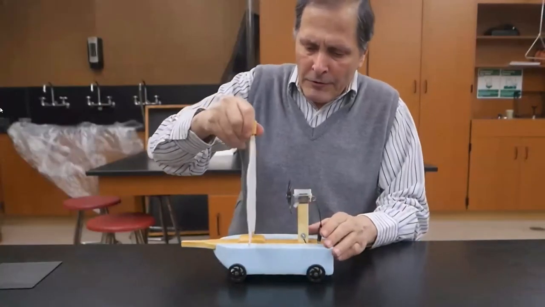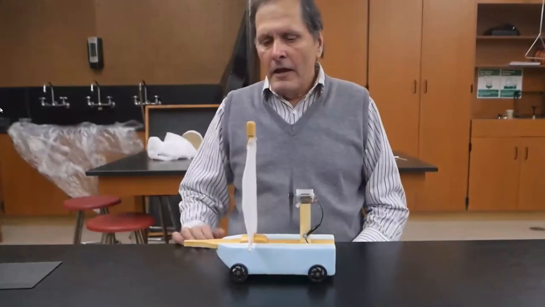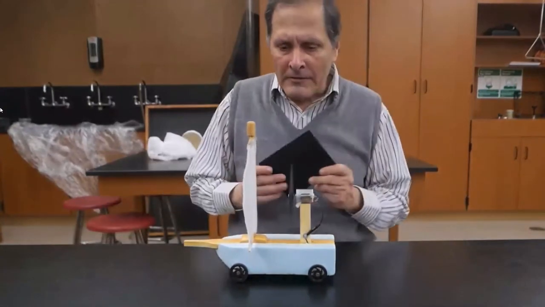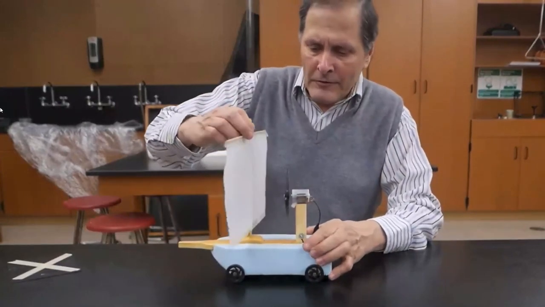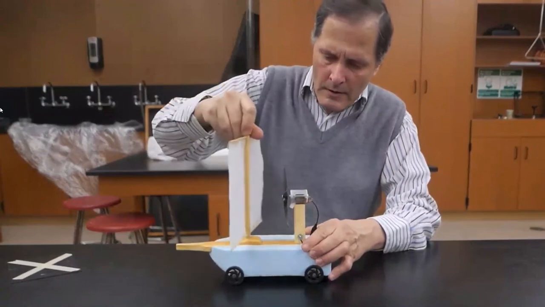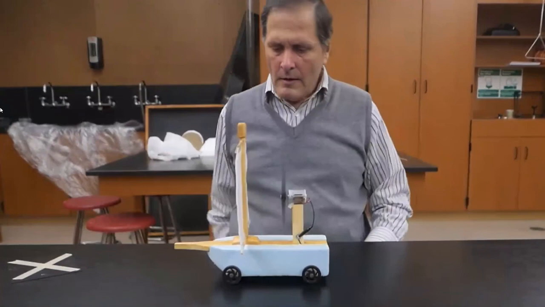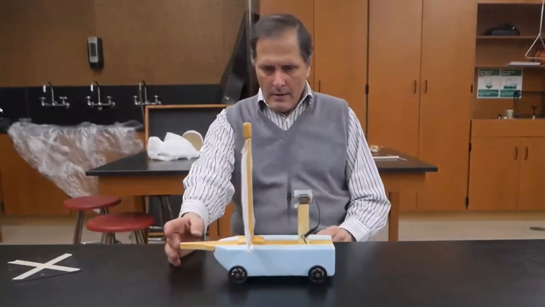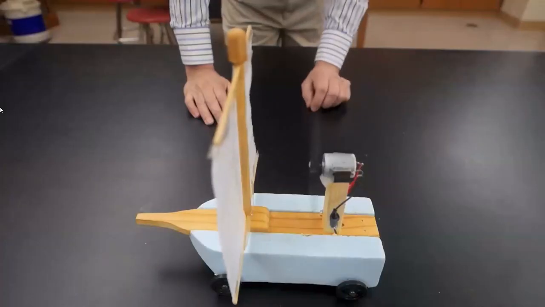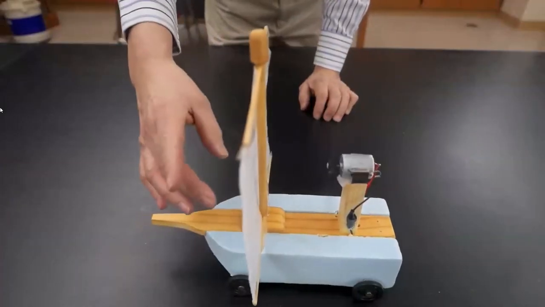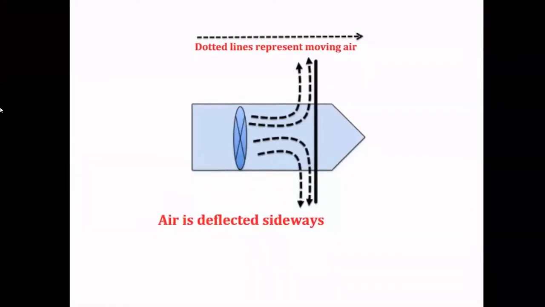So if I put it in this direction, it's pretty much acting as a solid piece of plastic. Let's see if it makes any difference if I turn it around. Even with the sail on the correct side of the mast, the sheet is simply pulled too tight to make any difference. It's just simply directing the air off to the sides.